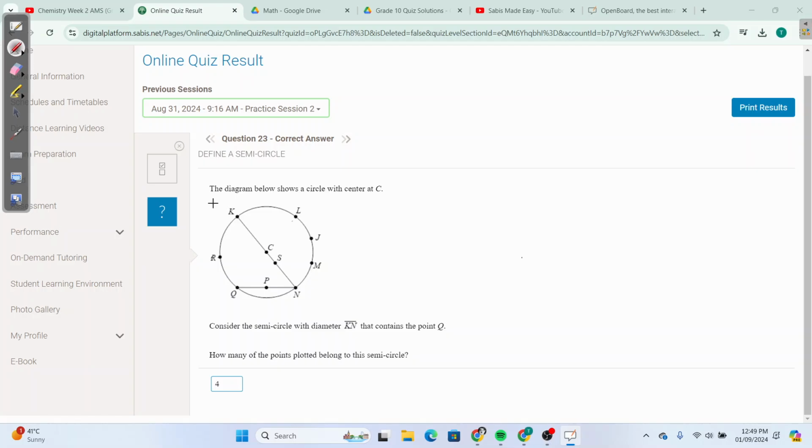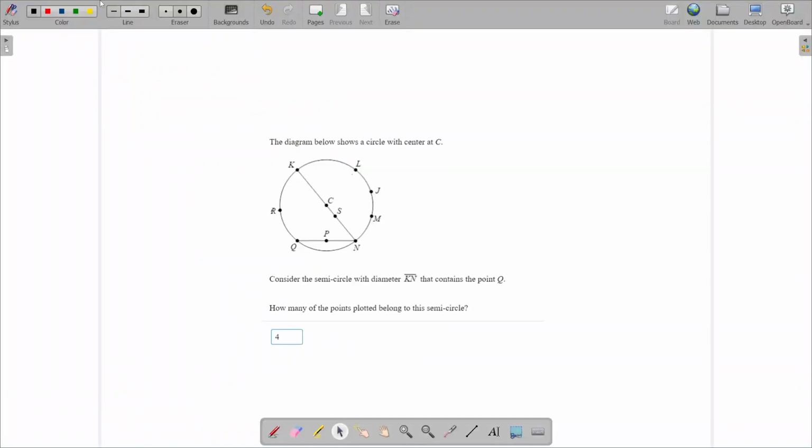So basically, if they ask you how many points belong to the semicircle, you only take the points on the line, because with a semicircle you don't know which side they're talking about. It could be this side, or it could be this side. So in order to avoid any confusion, you only take the points on the line itself that define the semicircle. So the points are K, C, S, N, which are 4 points. So you write your answer as 4.